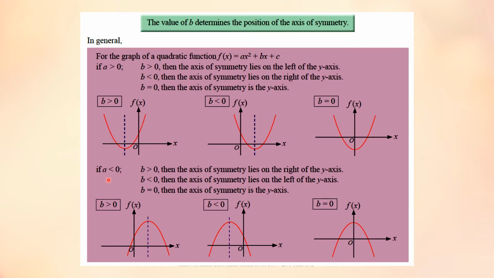If a is less than 0, it will give a frown shaped graph here. If b is greater than 0, then the axis of symmetry lies on the right of the y-axis. If b is less than 0, the axis of symmetry lies on the left of the y-axis. If b is equal to 0, then the axis of symmetry is the y-axis.